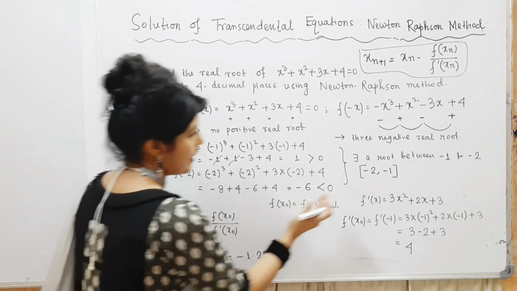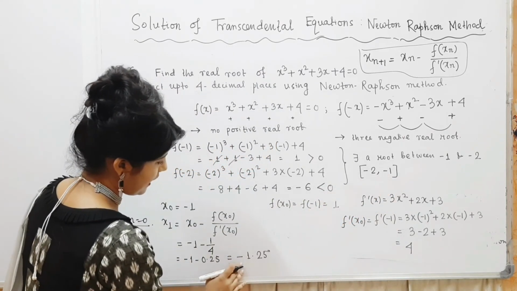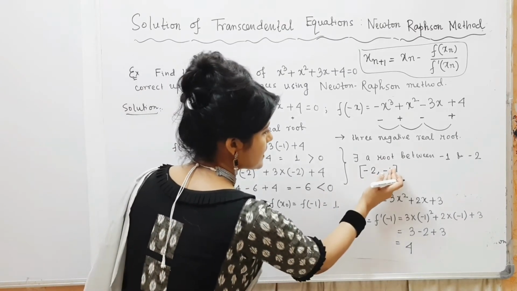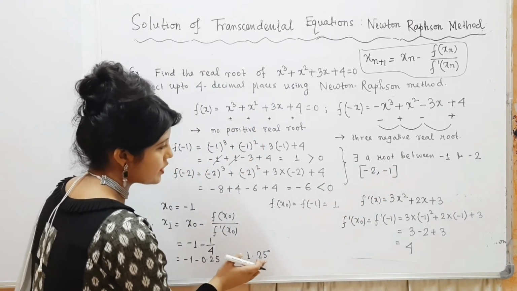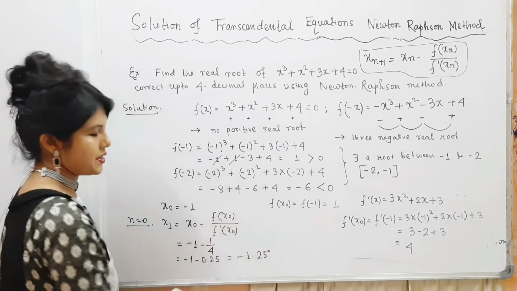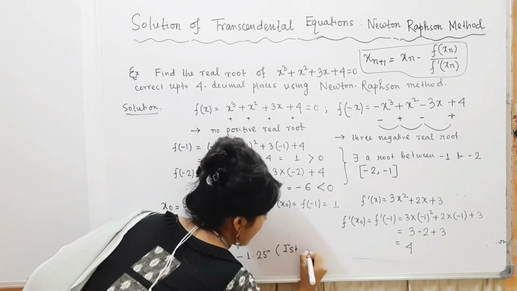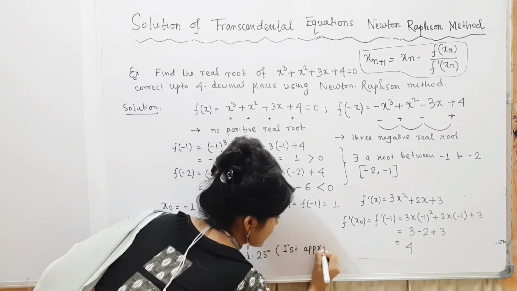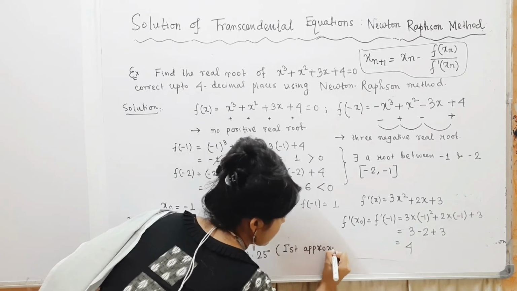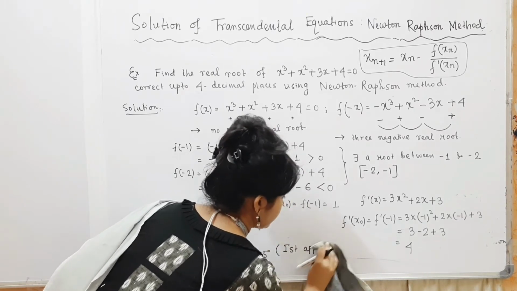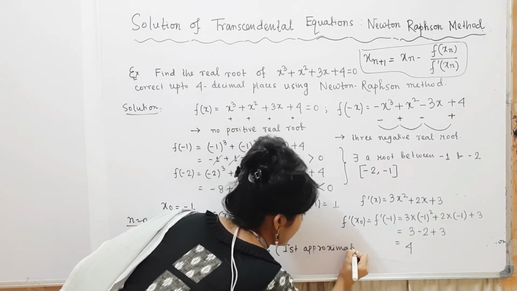So this root is in between minus 2 and minus 1, that is minus 1.25. It is lesser than minus 1, obviously. So minus 1.25 is the first approximation, the first iteration.